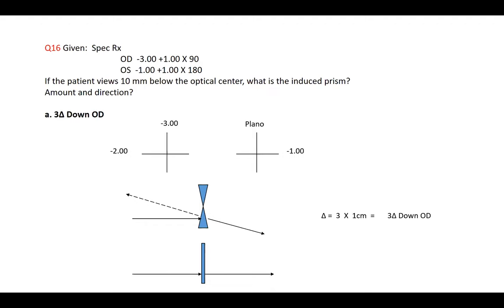And then we multiply 1 centimeter, from the 10 millimeters, times minus 3 and get minus 3. And then in the left eye, the minus 1 and then the plus 1 that's acting vertically cancel out. So left eye is 0. And then the minus 3, like you drew there, is a diverging lens, so it's a base down. So 3 base down on the right eye, and nothing in the left.